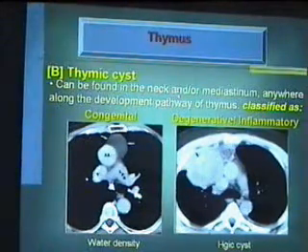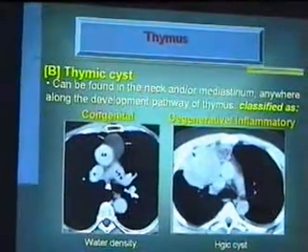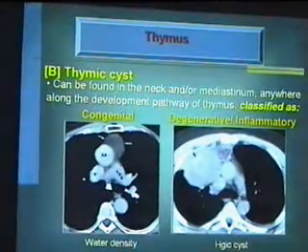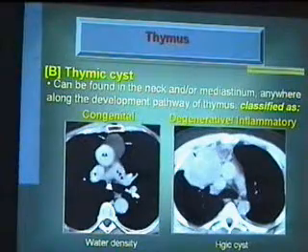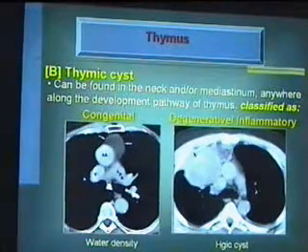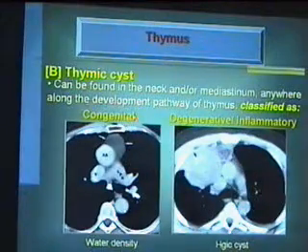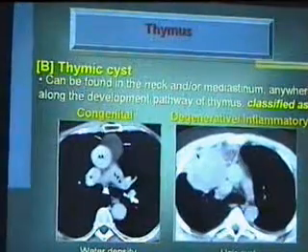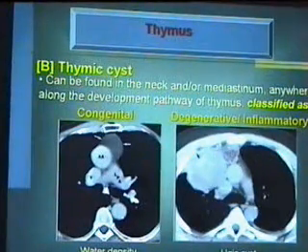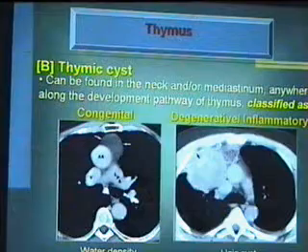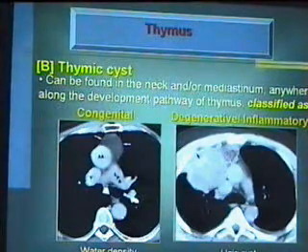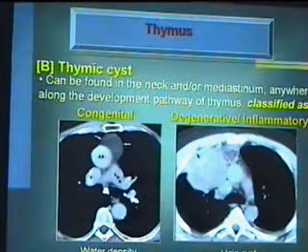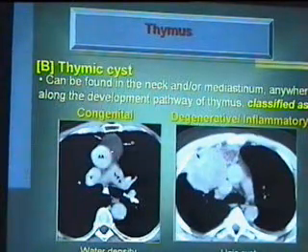Thymic cysts can be found in the neck or in the mediastinum, anywhere along the developmental pathway of the thymus. We said all mediastinal cysts are usually congenital, right? So among them there will be the thymic cyst. It's either congenital or inflammatory, or degenerative or inflammatory, so it's not known exactly whether it is secondary to an inflammatory process or a degeneration within the thymic gland. So if it's a cyst, it will be a water cyst in the anterior mediastinum just behind the sternum.